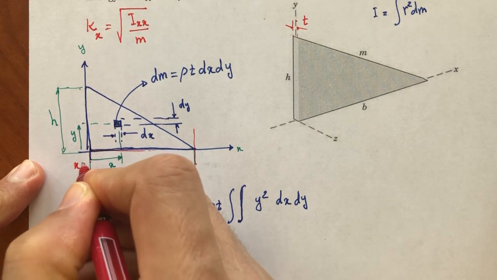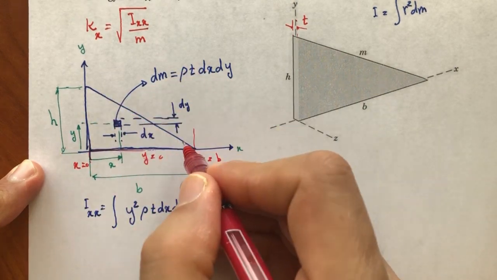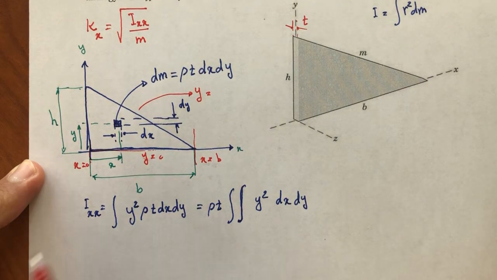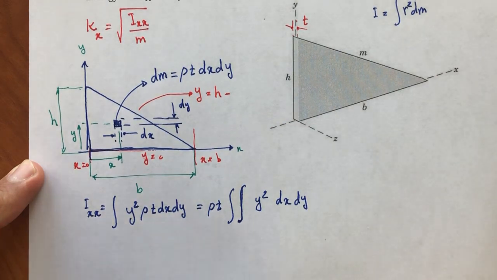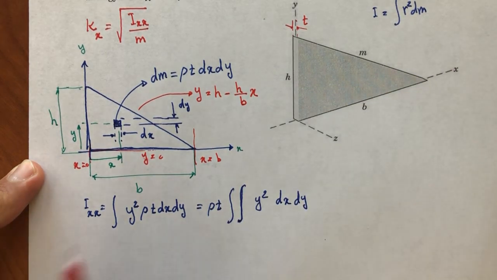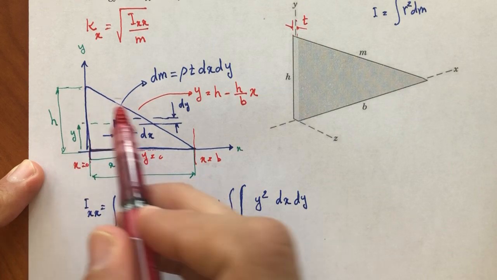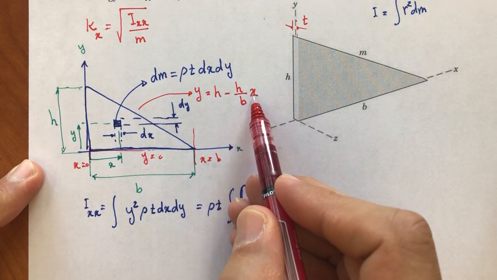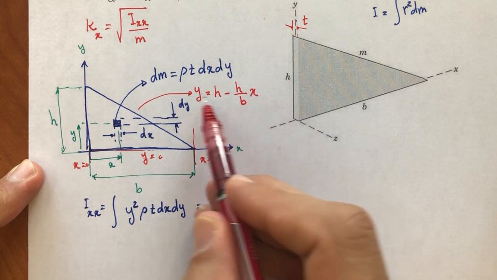So x is going to change from 0 to b, and y is going to go from 0 to the equation of this line. And what is the equation of this line? It's quite simple. I'll leave it for you to find, but it's going to be h minus h over b times x. Look at this equation. When x is equal to 0, y is going to be h, so it is correct. When x is equal to b, it's going to be h minus h over b times b, which is going to be 0.